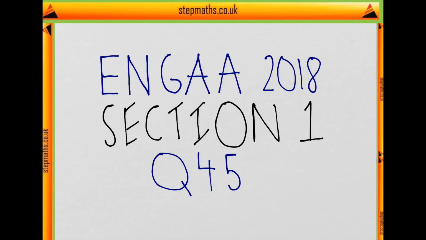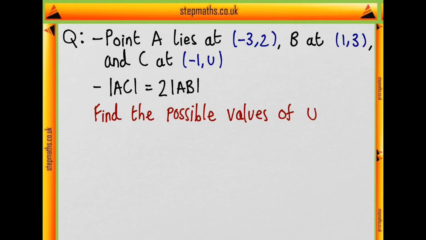This is question 45 of section 1 from the 2018 ENGAA paper. In this question we're given points A, B and C, and we're told A lies at (-3, 2), B at (1, 3) and C at (-1, U), where U is some real number. We're also told the distance between A and C is equal to 2 times the distance between A and B, and we're asked to find the possible values of U.